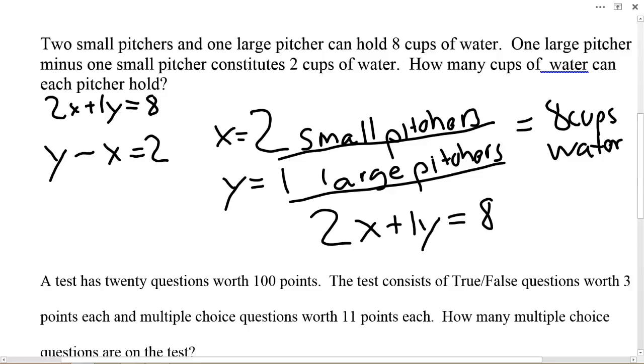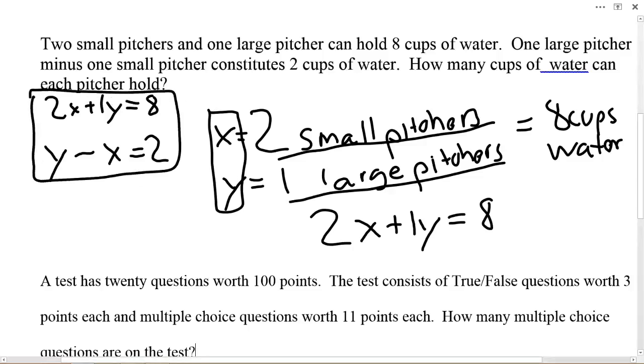And then lastly, let's look at what our question is really asking us. It says how many cups of water can each pitcher hold? So what it wants to know is how much water the small pitcher can hold and the large pitcher can hold, or it pretty much just wants to know what the values are for X and Y, since we designated them. It wants to know what value for X and what value for Y. That's all it wants to know. So these are going to be our equations right here.